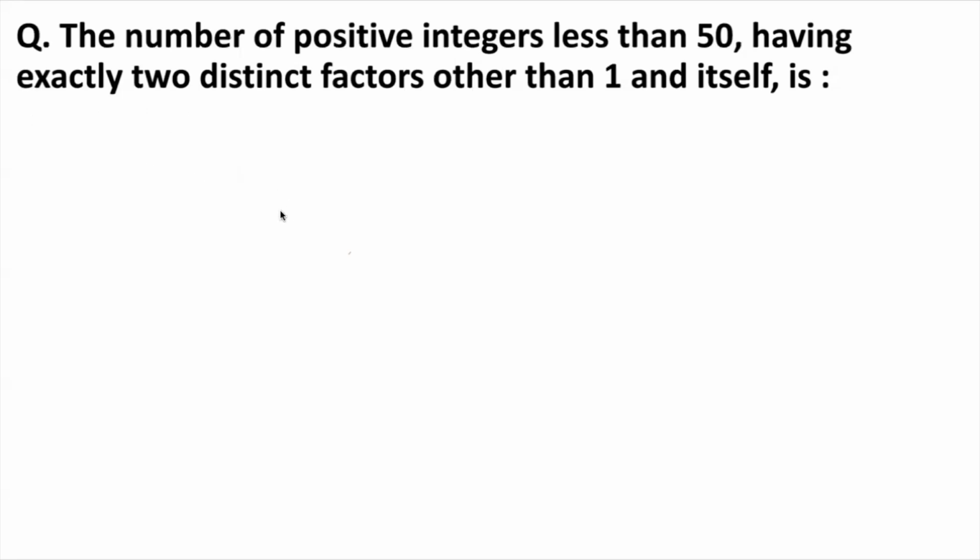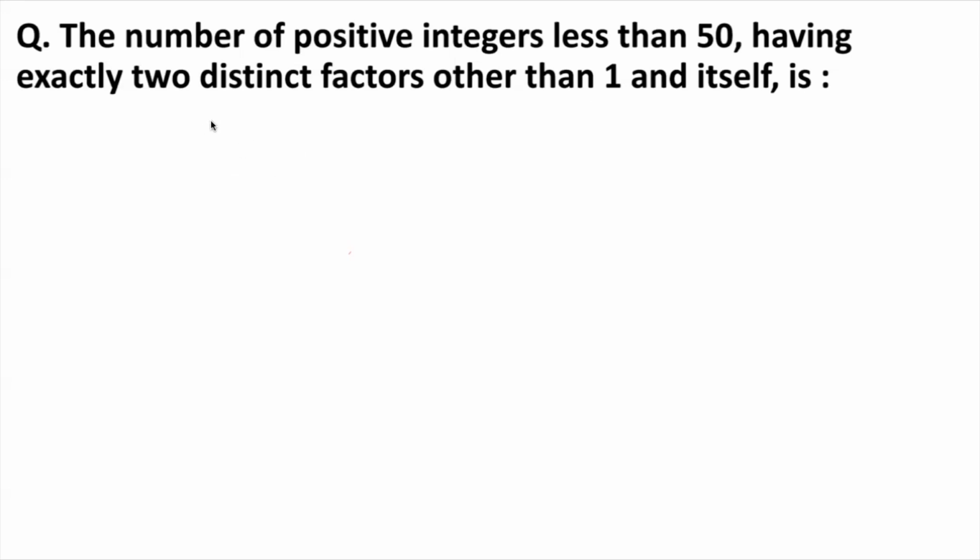All right, guys, the number of positive integers less than 50 having exactly two distinct factors other than 1 in itself is. All right, I just want you all to look at this. The way they confuse, they twist the words, they mince the words, they play with the words. You want the number which have exactly two distinct factors other than 1 itself.